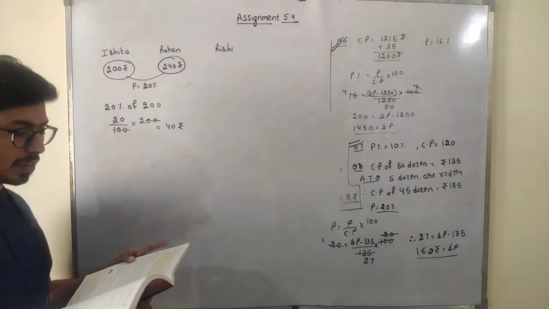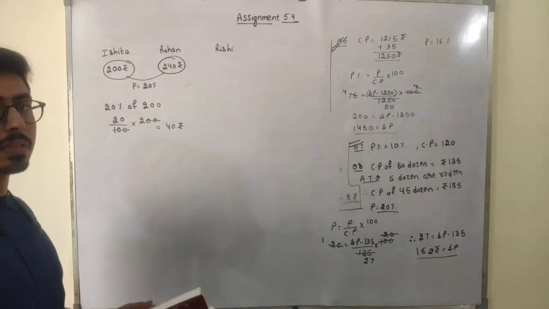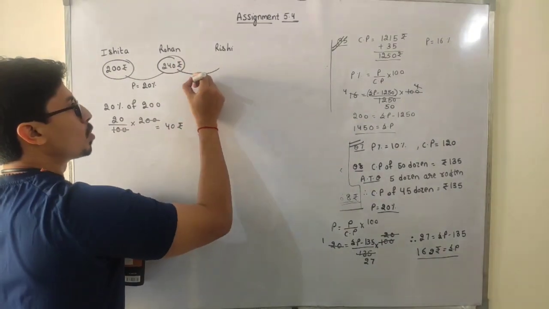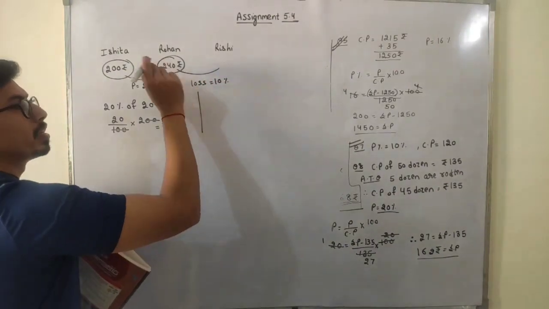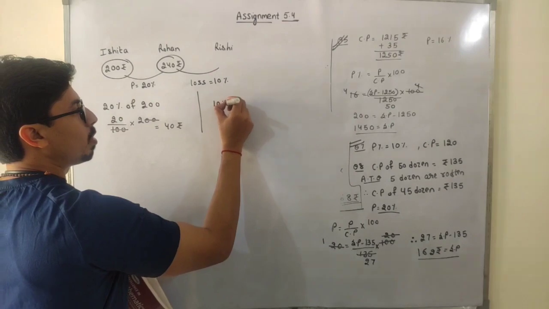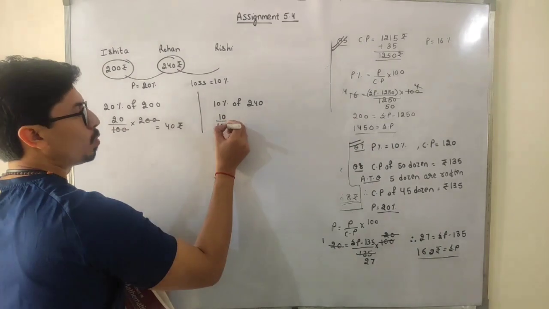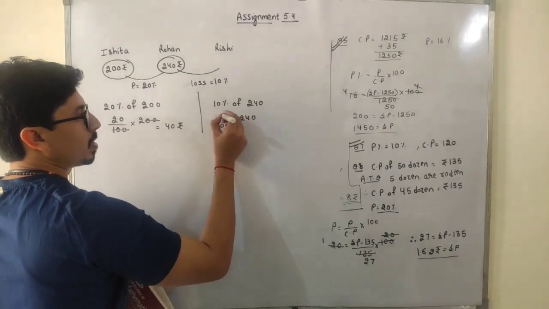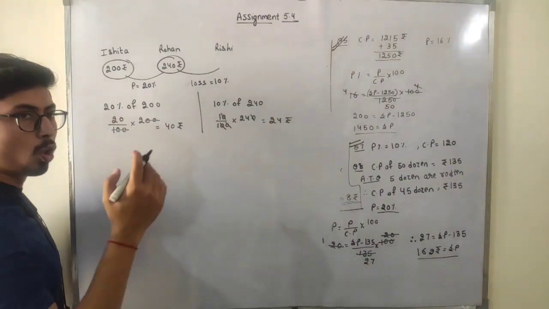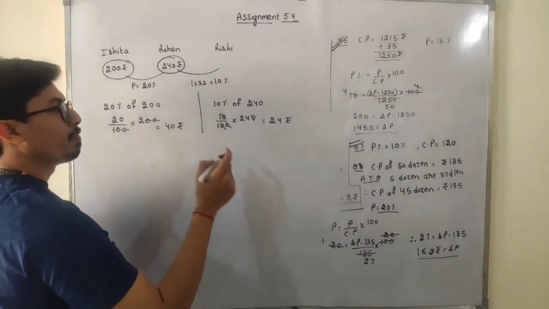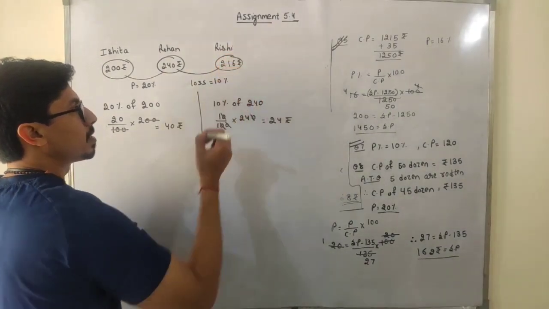Now students, what is given in the question? Rohan sells this at a loss of 10% to Rishi. 10% of whom? This 240. So 10% of 240. This means 10 by 100 into 240. So it will be 24 rupees. And he sells at a loss. That means I have to subtract this 24. If I just subtract 24, it will be 216 rupees.